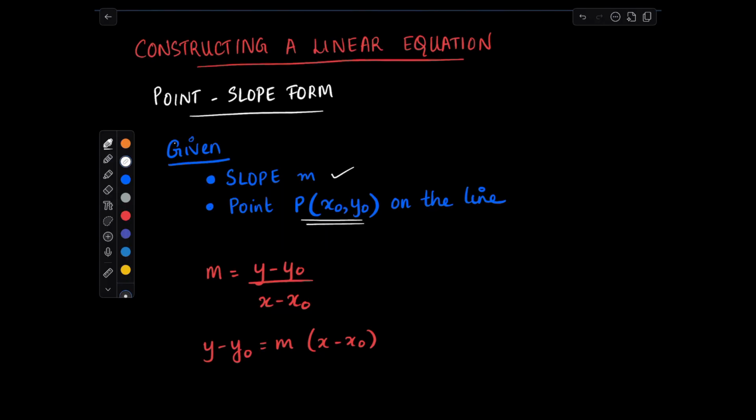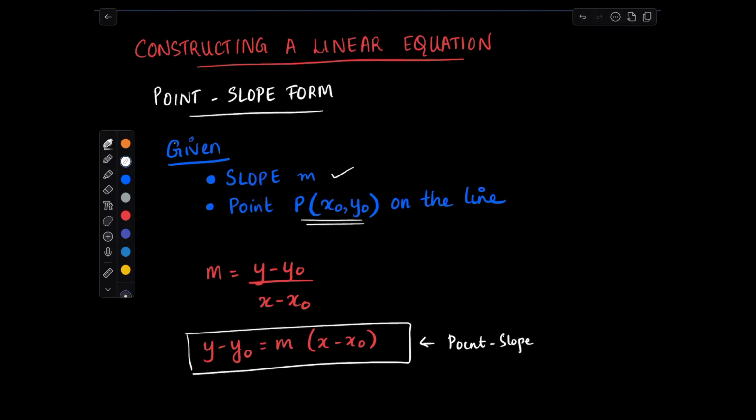Using the definition of the slope that we learned earlier, we know that m equals y minus y0 divided by x minus x0. Multiplying both the sides of the equation by x minus x0, we get y minus y0 equals m times x minus x0. This is the equation of a line in its point-slope form.